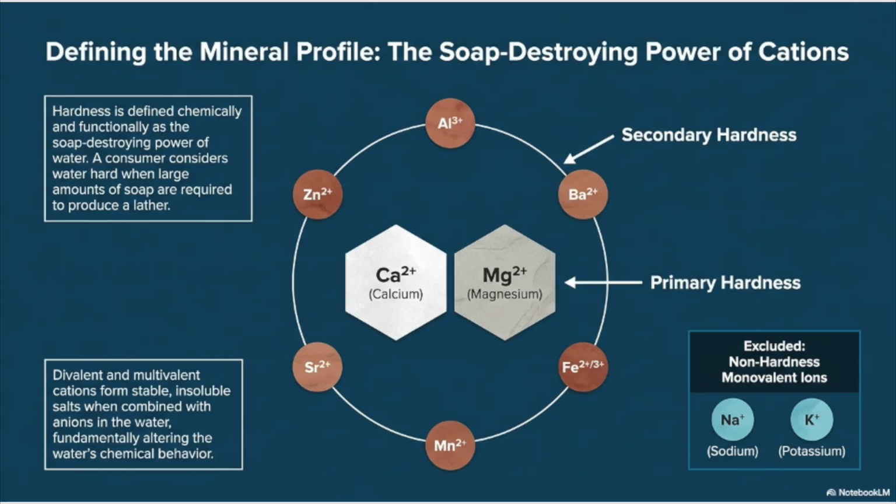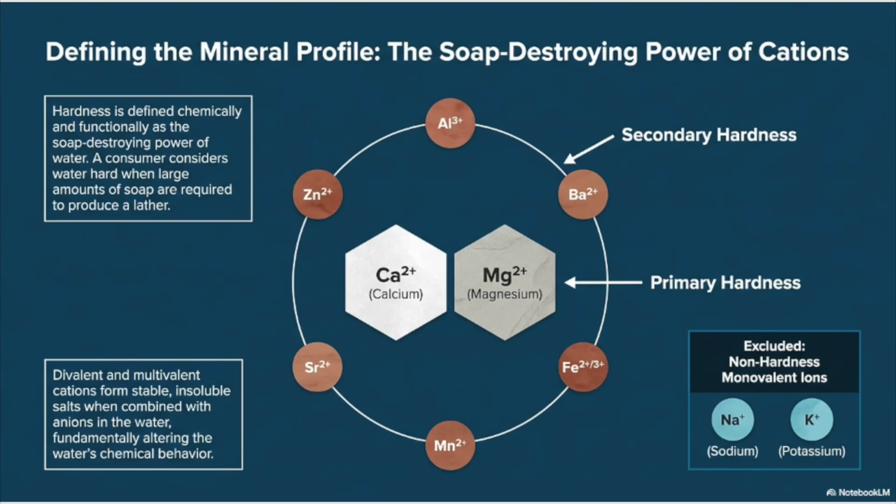Let us start by defining what hardness actually means. Hardness is defined chemically and functionally as the soap destroying power of water. A consumer considers water hard when large amounts of soap are required to produce a lather. This soap destroying power comes from divalent and multivalent cations. At the center of this mineral profile are calcium and magnesium, which are responsible for what is called primary hardness. Around them sit other elements such as aluminium, barium, iron, manganese, strontium, and zinc, which contribute to secondary hardness.